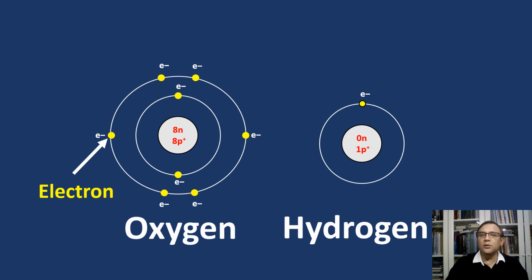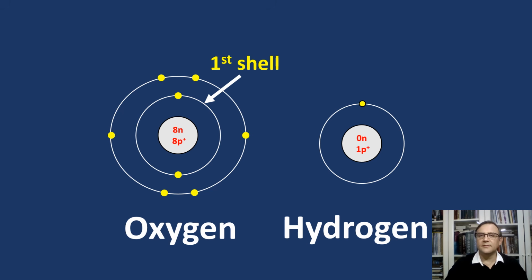When we look at the atomic models, each electron is represented by a small dot on its orbital. Even though we don't always label these dots with an E for electron, you will recognize them. For instance, in an oxygen atom, the electron cloud consists of 8 electrons: 2 in the first shell and 6 in the second outer shell.